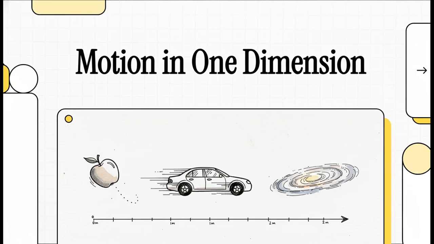All right, let's get right into it. Today, we're going to learn the language of movement. This is the fundamental way scientists describe how literally everything in the universe moves, whether it's an apple falling from a tree or an entire galaxy hurtling through space.